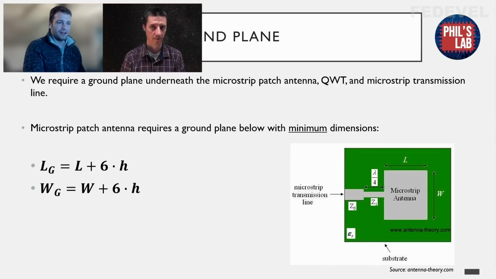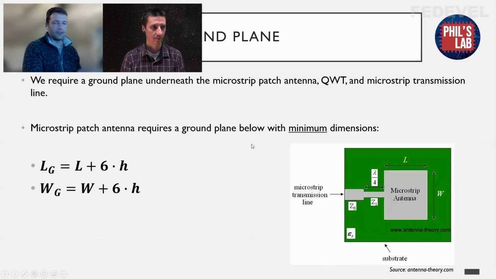And from various papers and calculators and so forth, the general rule of thumb for the minimum dimensions of the ground plane underneath seems to be the length of the antenna plus 6 times the height of the dielectric material. So 6 times 1.6 millimeters in our case, and the same calculation for the width. And that seems to be the general guideline, the general rule of thumb.